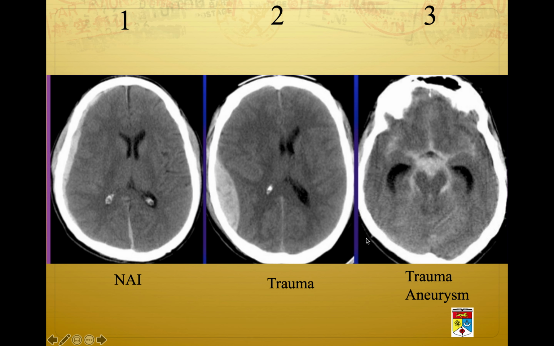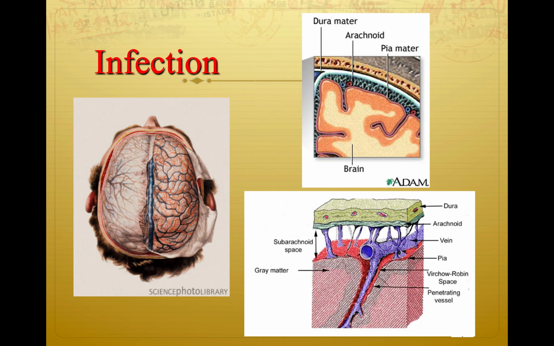Extradural is commonly seen in trauma, but subdural is commonly seen in non-accidental injury. When you see blood that occupies the subarachnoid space, in the region of the circle of Willis, and this is at the region of the Sylvian fissure, then this is actually a ruptured aneurysm, or it can also happen in cases of trauma. So: subdural, extradural, and subarachnoid.